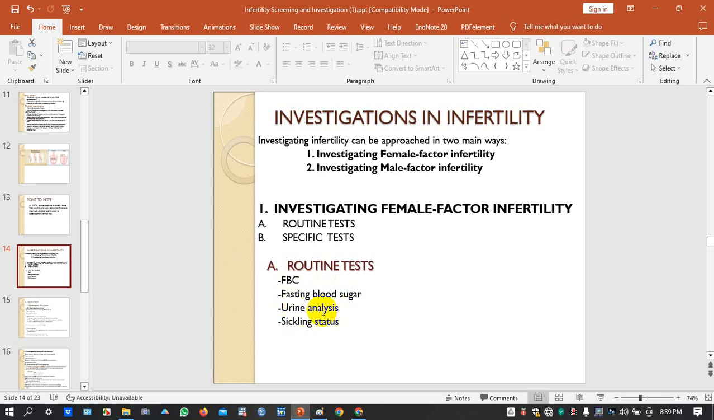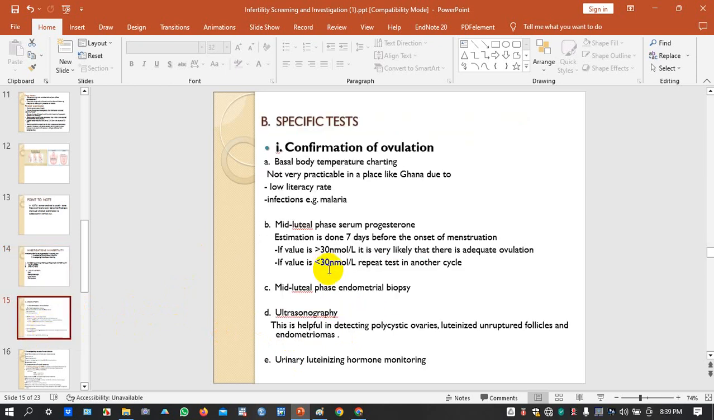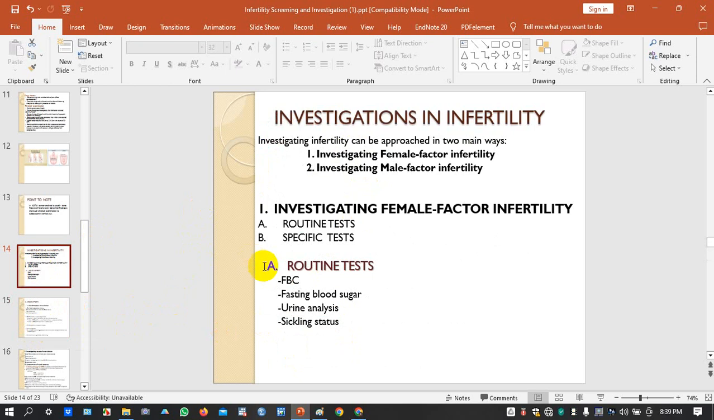The urinalysis also shows whether there is any infection that can affect the uterus. Infection can lead to anovulation. Infection can lead to infertility in women. Sickle cell vaso-occlusive disorders can also cause infertility. That is when blood vessels are occluded or blocked, which can cause infertility. So let's see. Those are the routine tests, we have finished these.